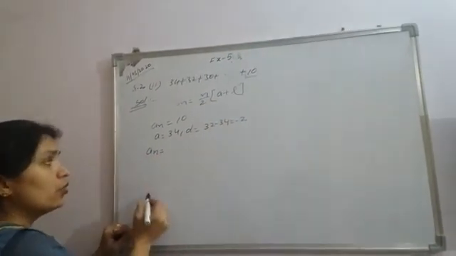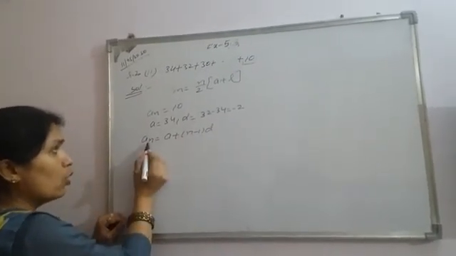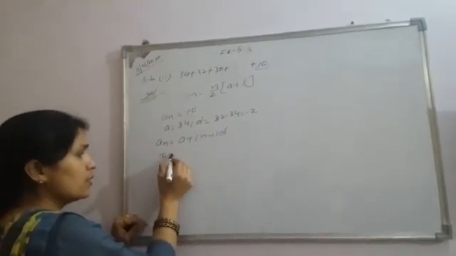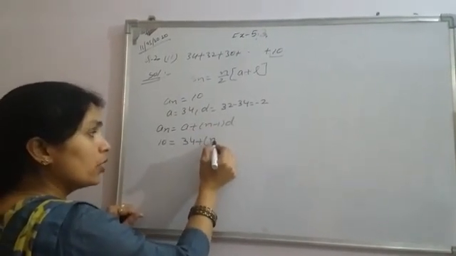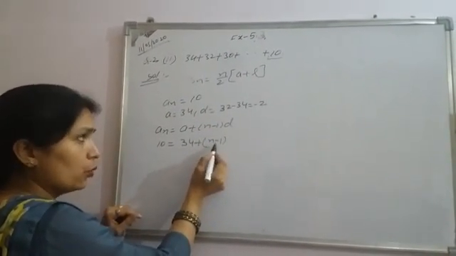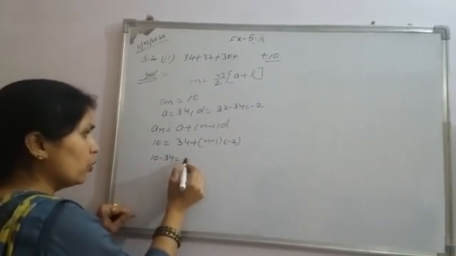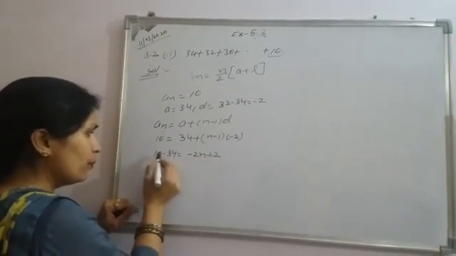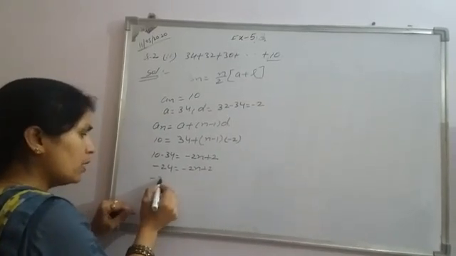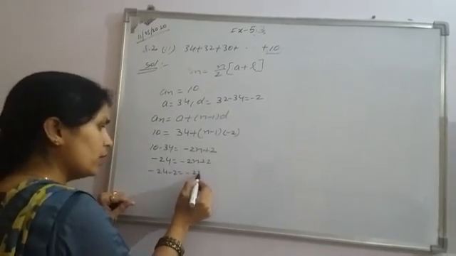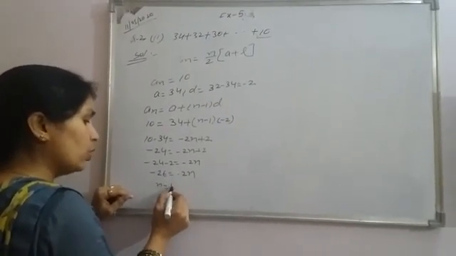Now what is our general term formula? an is equal to a plus n minus 1 into d. Now what is the value of an? an is 10, is equal to a, which is 34, plus n minus 1, because this n we want to find out, and d is equal to minus 2. 10 minus 34 is equal to minus 2n plus 2. So minus 24 is equal to minus 2n plus 2. Minus 24 minus 2 is equal to minus 2n. Minus 26 is equal to minus 2n, and n is equal to 13.